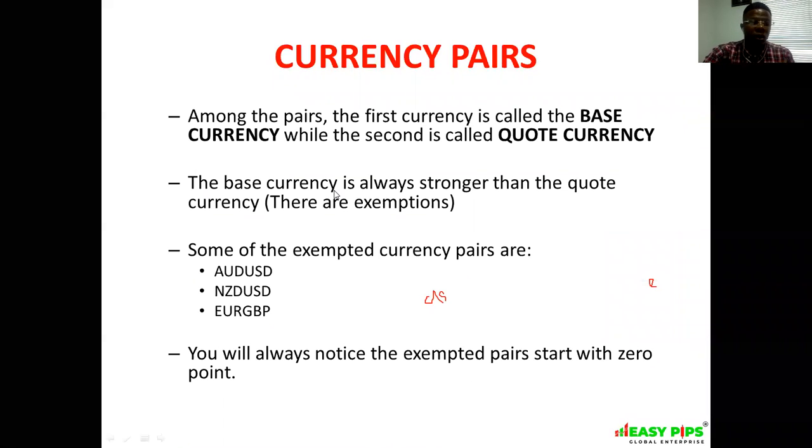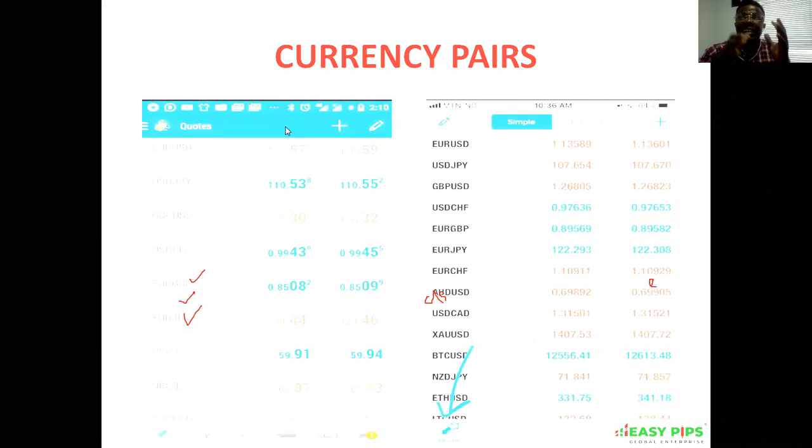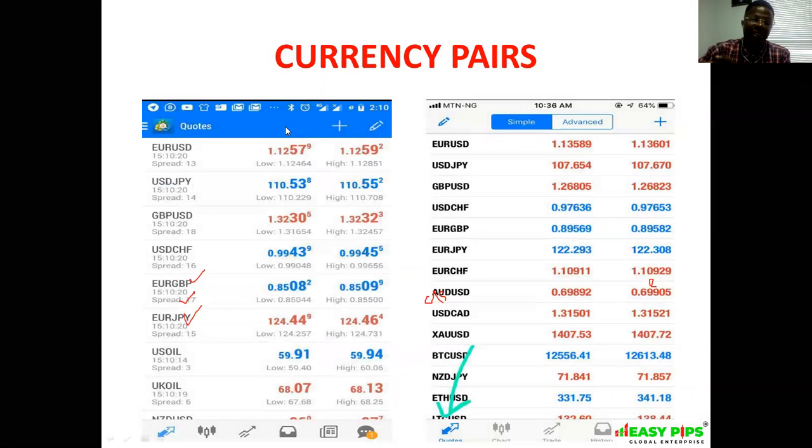Let's move on. So this is how most currency pairs appear. The base currency is always the first one, while the second one is the quote currency. But there are exemptions. There are some exempted pairs like AUD USD, NZD USD, EUR JPY. These are some of the exemptions we have. Reason being that in this exemption, the quote currency is bigger than the base currency.